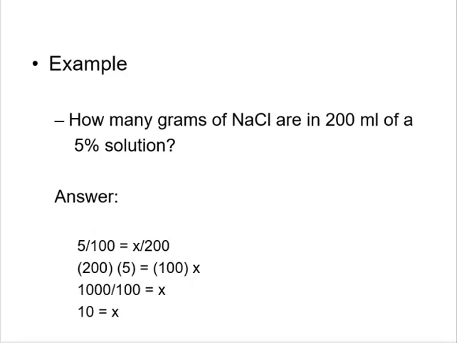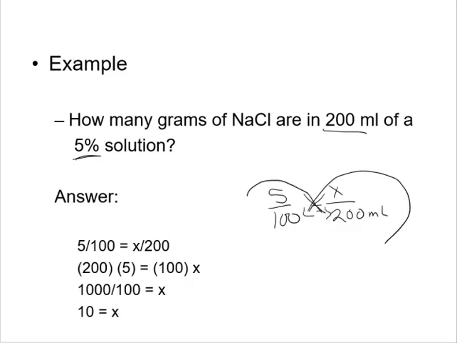This would be a cross multiplication problem. We know the 5% is going to have to go over 100 because it's 5% of 100. The grams is going to be our unknown, and that's how many grams are in 200 milliliters. So the 200 is going to go here. So this is a cross multiplication problem. That's the way you learned in school, and that's basically the same thing that it's showing over here.